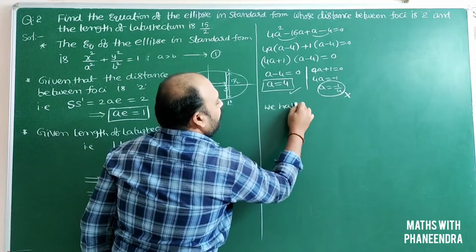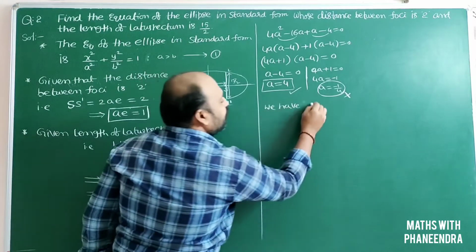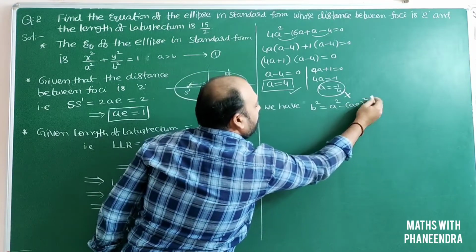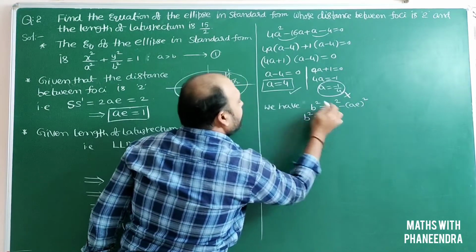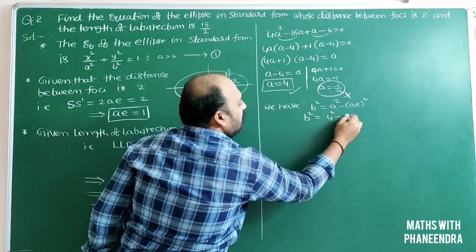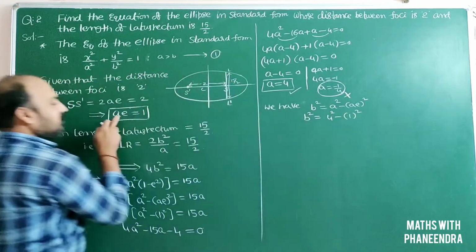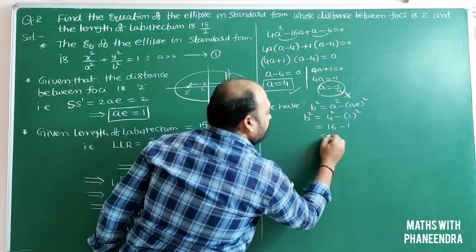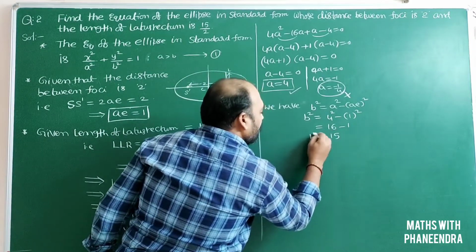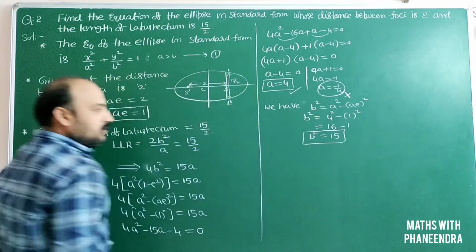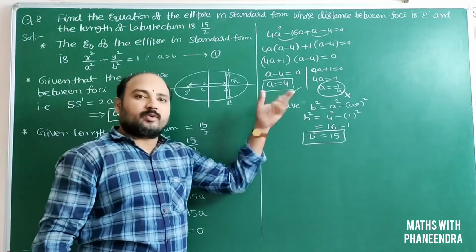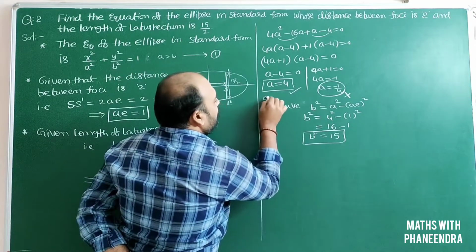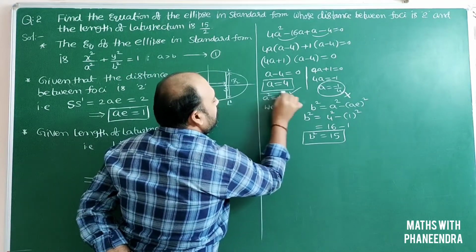We have b square is equal to a square minus ae whole square. So b square, a square means 4 square minus ae value 1 from here. So 16 minus 1 which is equal to 15. So b square value we got it. a is equal to 4, a square equal to 16. So here only a square I am writing.